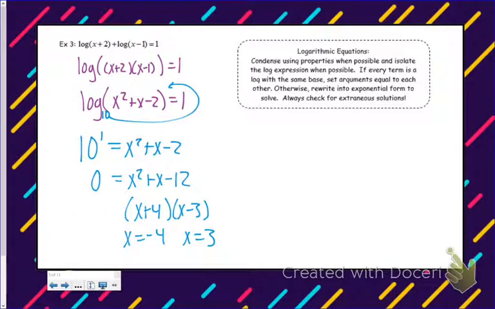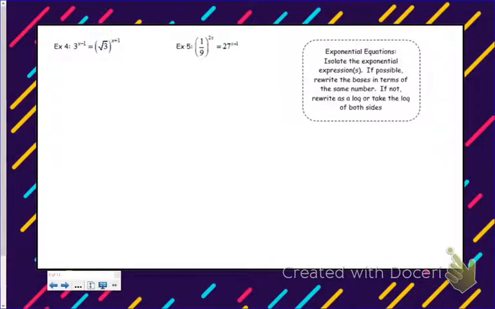So -4 is not a solution. It's not because -4 is negative, it's because when I plug in a -4, it makes the argument of either of those logs a negative number. So as long as one of those arguments is a negative value when you plug it in, it is not going to be a solution. 3 does work, and that is our only solution.